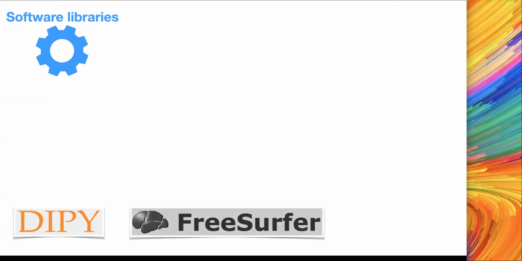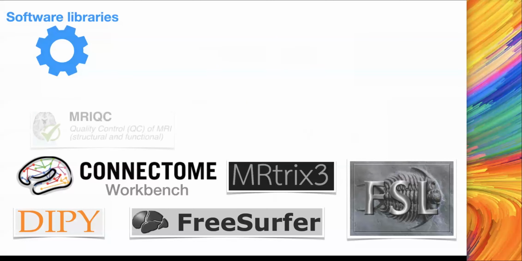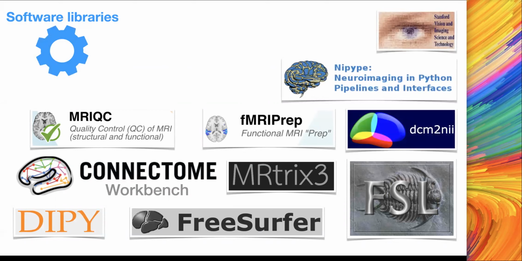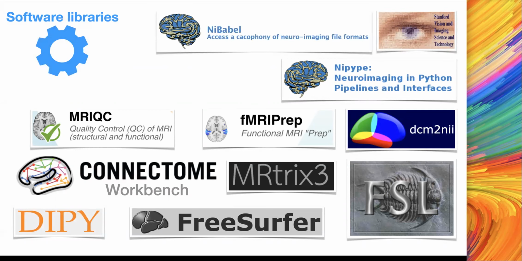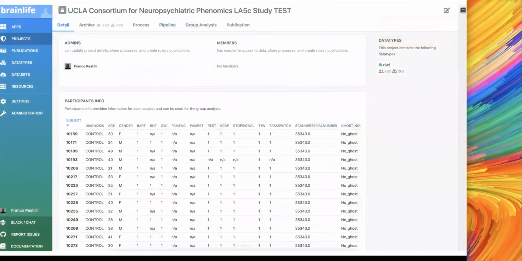Software libraries are also the workhorses of the platform. DiPy has been one of the early partners for the project. FreeSurfer is one of the top used libraries on BrainLife, along with FSL, MRtrix, Connectome Workbench, MRIQC, fMRIPrep, dcm2niix and Nipype, Vistasoft from Stanford University, NiBabel, AFNI, and ANTs. All these libraries and more are bridged together into different apps. Libraries on BrainLife become services.